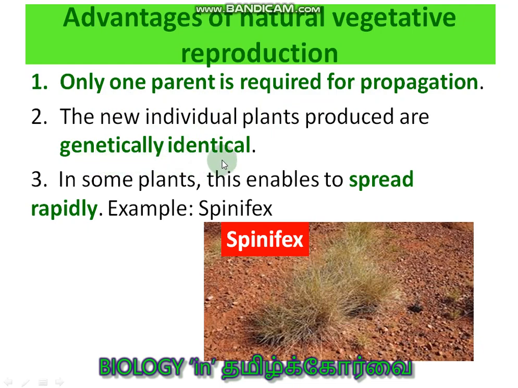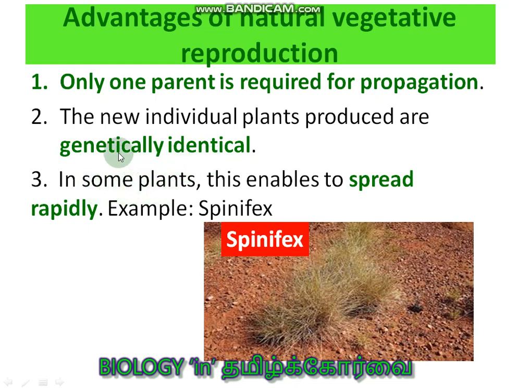And all of them are genetically identical. Suppose that one plant you are identifying from a crop plant has a very good desirable character such as disease resistance and high yield capacity. So from that one plant we are able to propagate numerous plants, and we can supply them to the farmers. So genetically identical is, in one way, an advantage.